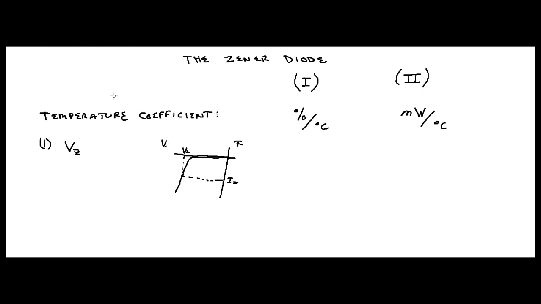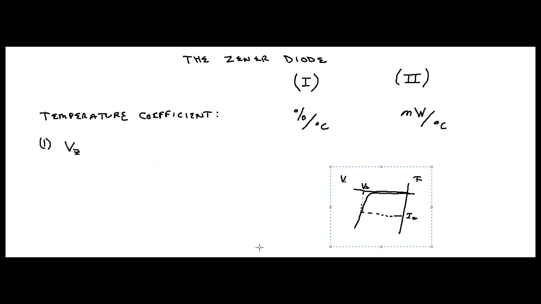So let's just take this little drawing and just move it over here, okay? So if your VZ is, let's just say your VZ is equal to 8.2 volts, at 25 degrees C. That's about room temperature, okay? Now that it has a positive temperature coefficient.